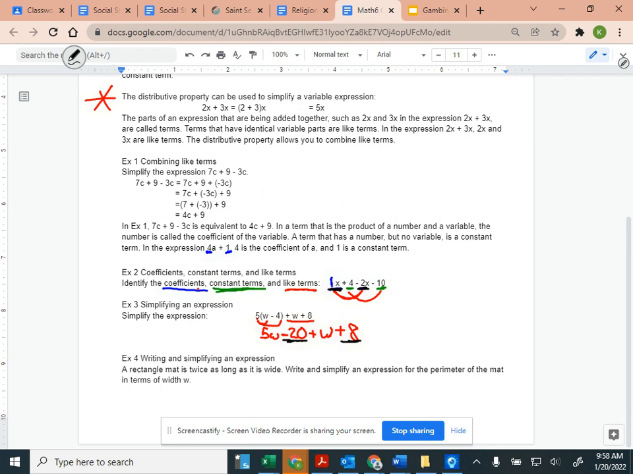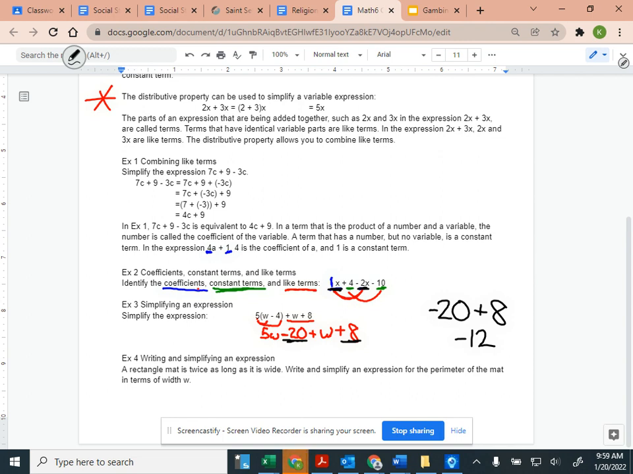So if I had negative 20 plus 8, what does that become? Will? Negative 28. Oh, never mind. Negative 12. Yes, negative 20 plus 8 becomes negative 12.